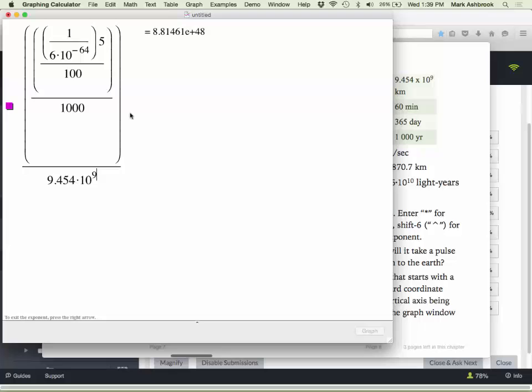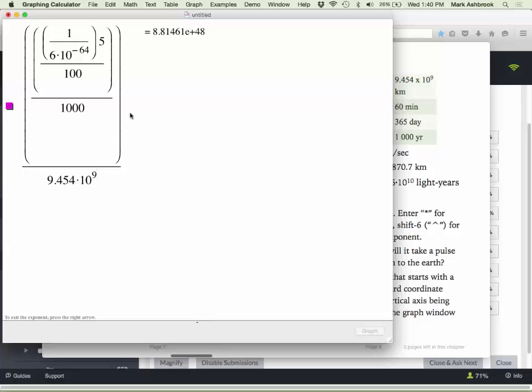How many light years from 0 to 1? If 5 centimeters is the distance from 0 to 6 times 10 to the minus 64, then how many light years of distance is it from 0 to 1? 8.8, just a few, 8.8146 times 10 to the 48 light years.